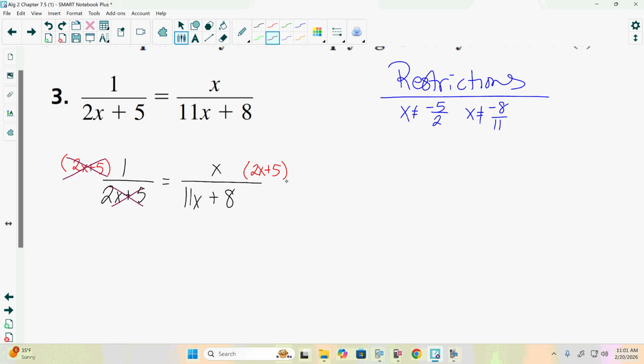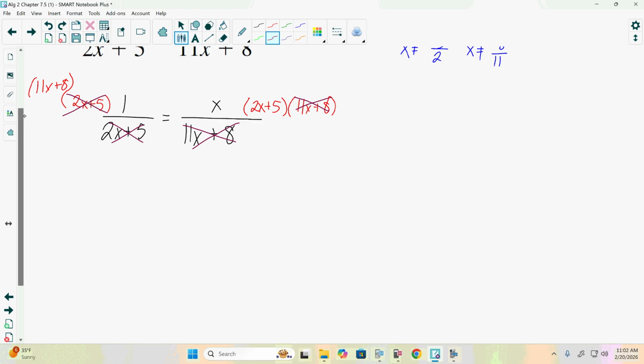On the right-hand side, that 2x plus 5 and 11x plus 8 don't simplify because they're not the same. So what do we need to multiply also? Because 11x plus 8, now on the right-hand side, when we multiply it by everything, would cancel. Questions on how we figured out what to multiply everything by? So let's see what's left.